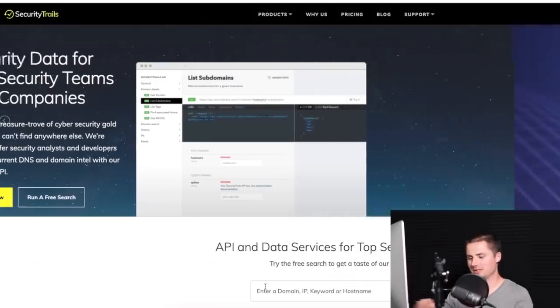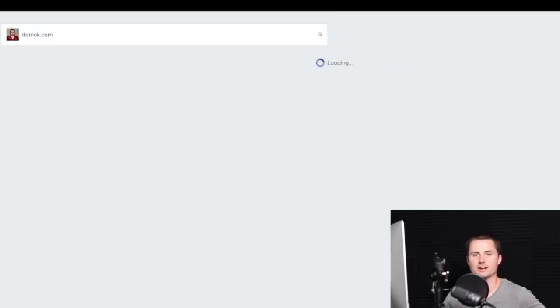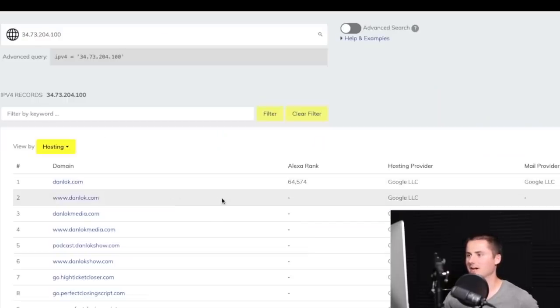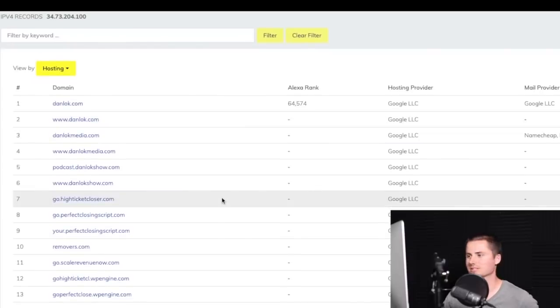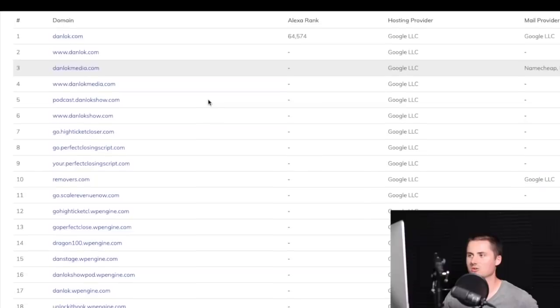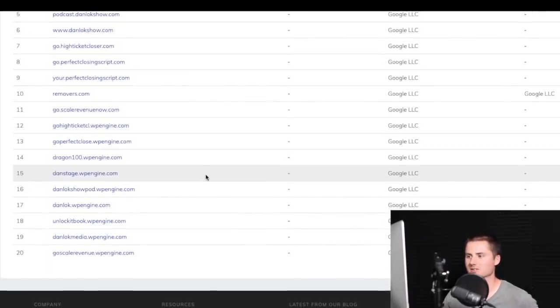All right, we're looking at my screen now. I went into securitytrails.com, where we can see info on the domain name owners. I looked up danlok.com because I wanted to see all the domains that he owns. If you click on the IP, you can see all of the domains that he purchased. Nothing too interesting so far. We've got Dan Lok Show, Dan Lok Media, High Ticket Closer, Perfect Closing Script, right on schedule, right? Unlock It Book, Dan Lok Media, yada, yada, yada.